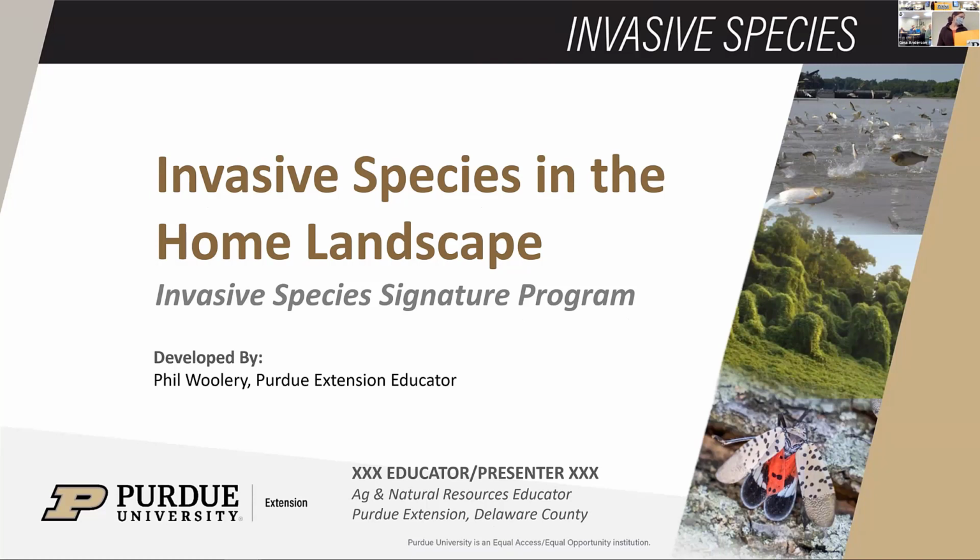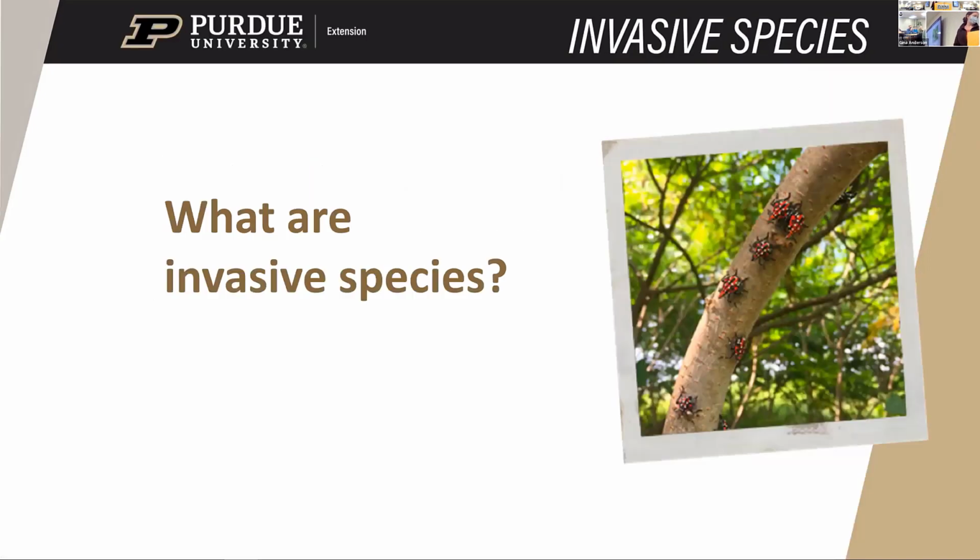All right. So invasive species in the home landscape, we're talking more than just insects, right? So what are the invasive species? We know that we have insects, we have diseases, we have mammals, we have a little bit of everything, and they cause harm. They could cause harm to our health. They could cause harm to the ecosystem. There could be a financial harm. Lots of different things for those invasives.